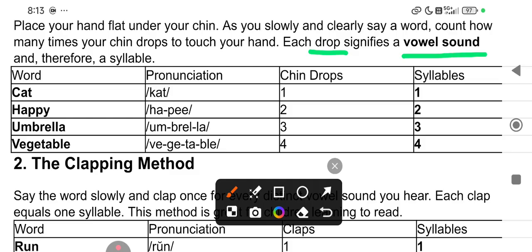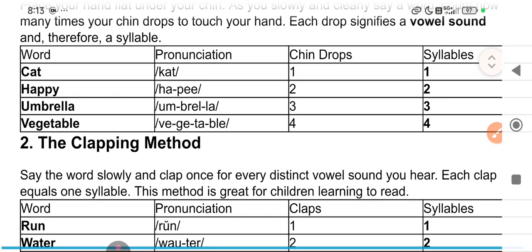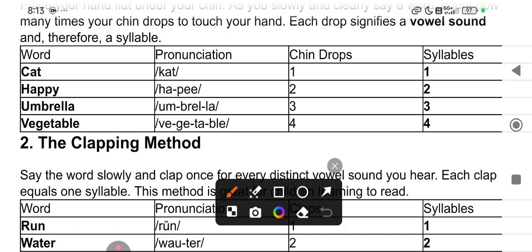This is one of the methods of syllable counting. One syllable means one vowel sound, and each time you speak, your chin will touch your hand on the vowel sound. This is called the chin drop method. Now we will see word pronunciation with chin drop and syllables.